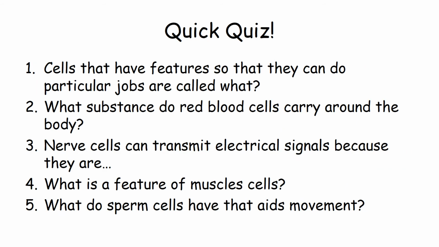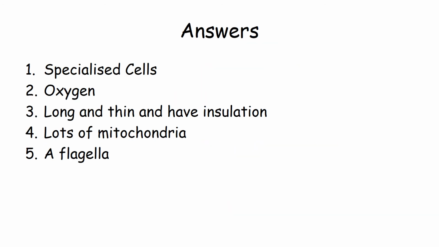Okay, so now's the time for a quick quiz. So have a go at these questions. So question number 1 is cells that have features so that they can do particular jobs are called what? Question 2, what substance do red blood cells carry around the body? Question 3, nerve cells can transmit electrical signals because they are what? 4, what is a feature of muscle cells? And question 5, what do sperm cells have that aids movement? So pause the PowerPoint here and have a go.